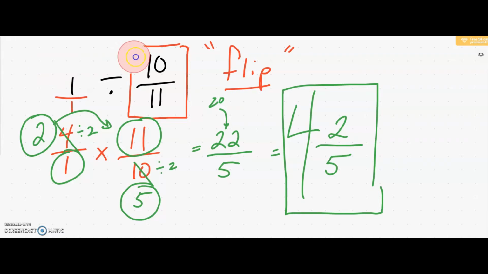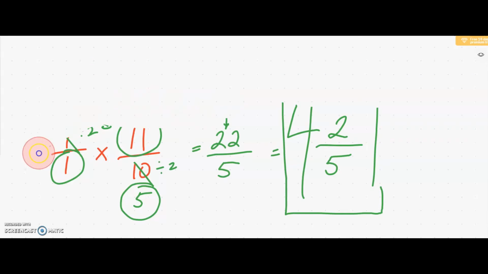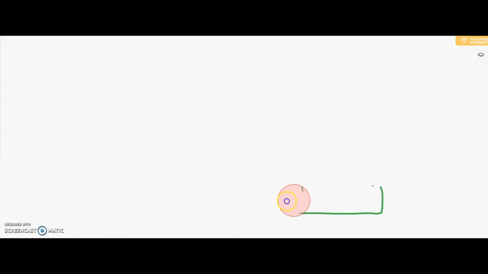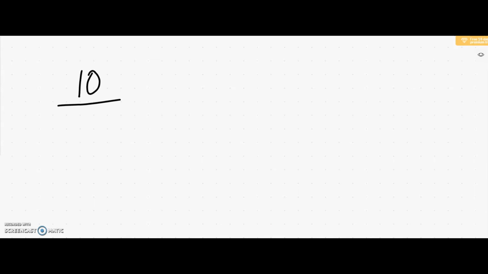Let's do one more, but this time we'll do a fraction divided by a whole number. I'll just reverse it and switch everything up. Okay, so let's erase this. And I'm going to now divide a fraction by a whole number. Let's do the same combination of numbers. Let's go 10 over 11 again, and let's divide it by the whole number of 5. Nothing changes. It's the same thing over and over again.